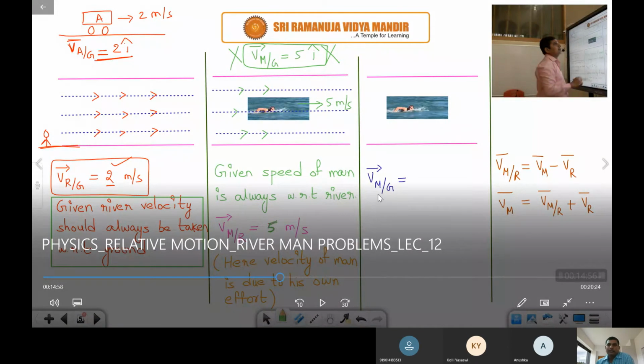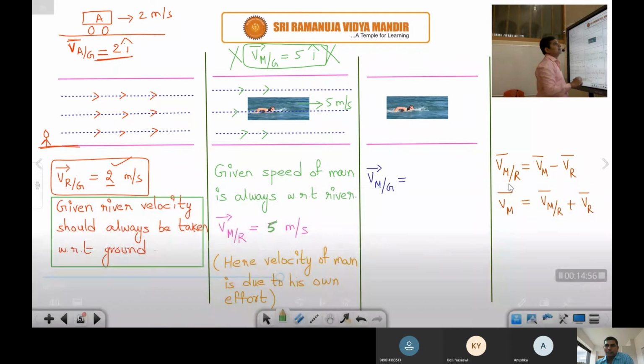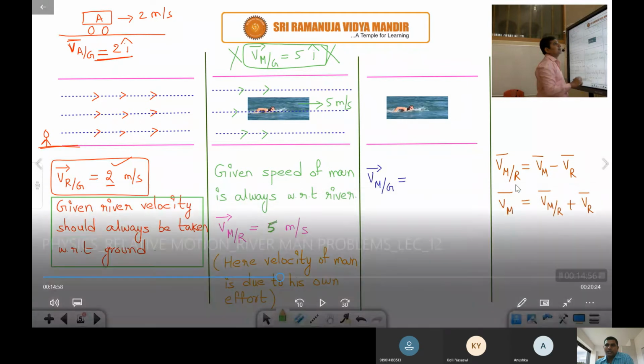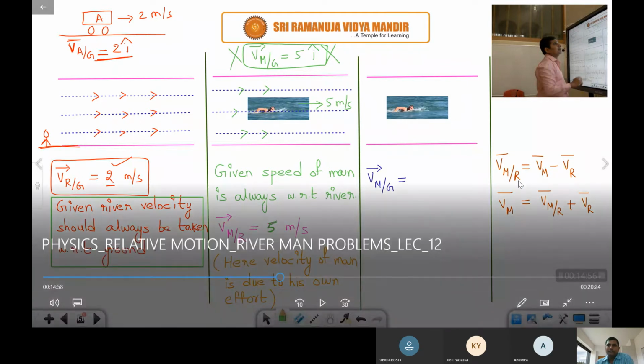So how should we find this one? According to the relative motion concept, what is the velocity of man with respect to river? Just like the velocity of A with respect to B is velocity of A minus velocity of B, the same way the velocity of man with respect to river is velocity of man minus velocity of river.